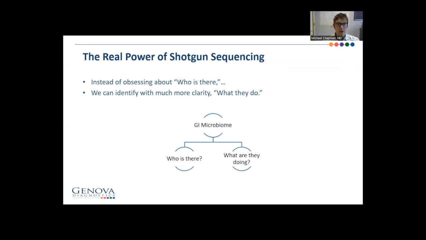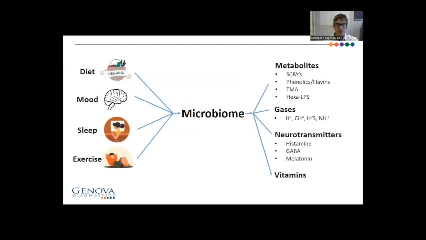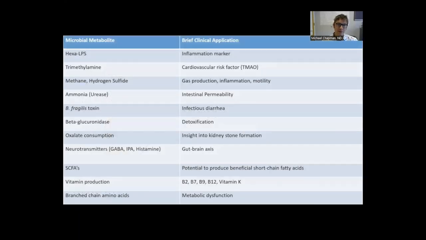But as I mentioned before, instead of obsessing about who's there, we can start to think about what they're doing as well. And what they're doing is producing these metabolites. We'll get into a lot of these a little bit later, but the short chain fatty acids are hugely important. These different gases are very, very important. And also keep in mind, the microbiome produces some vitamins as well, which is kind of interesting.